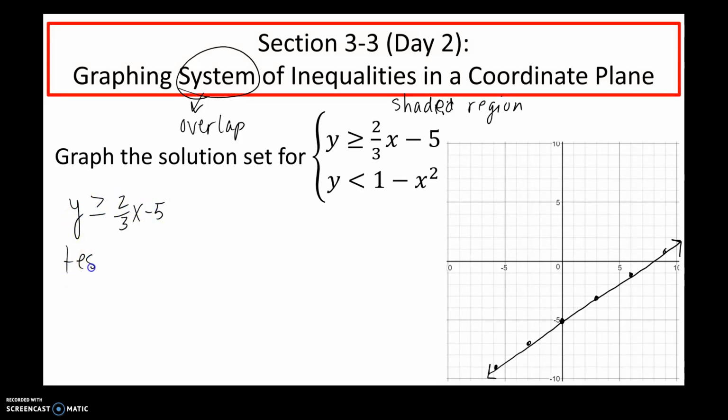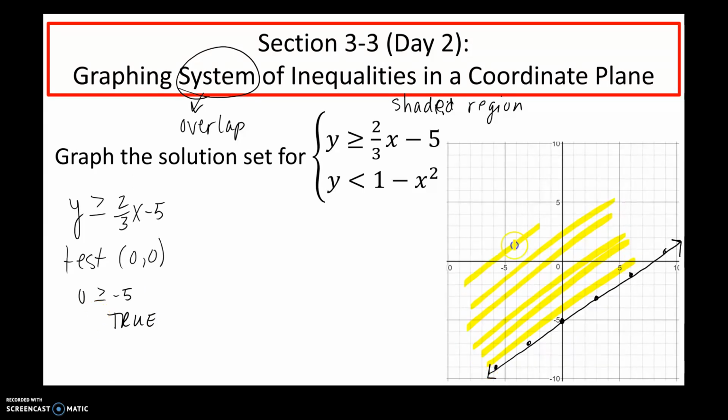I'm going to test the origin because I know 0, 0 is not on the graph. Is 0 bigger than or equal to -5? That is a true statement. So I'm going to highlight above my line, because that's the region that makes this inequality true.